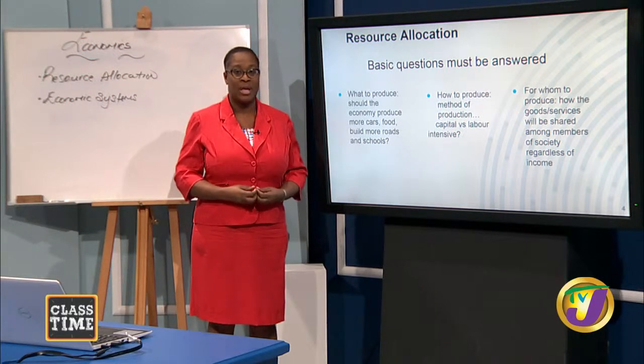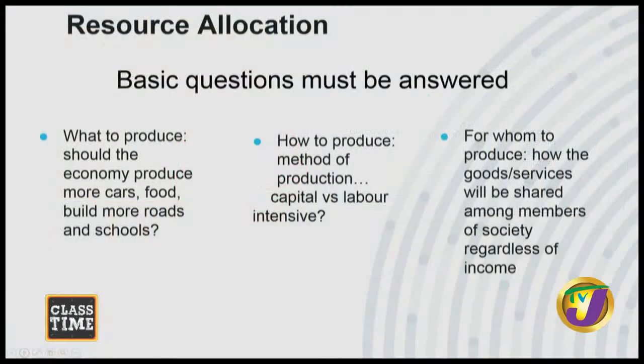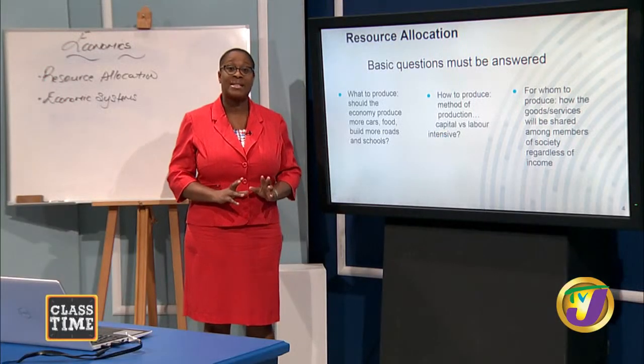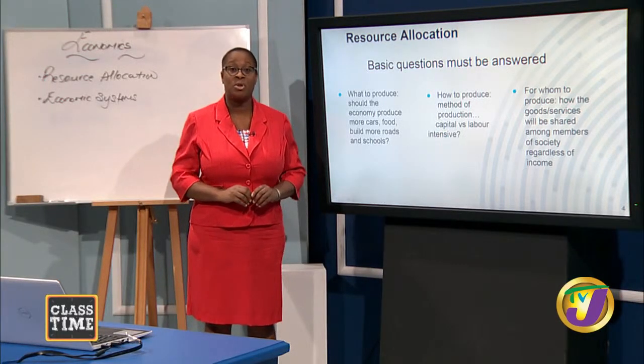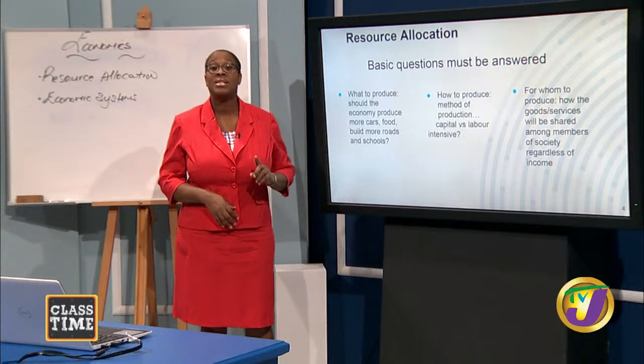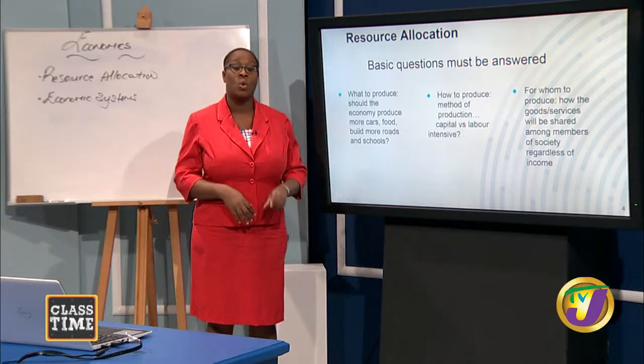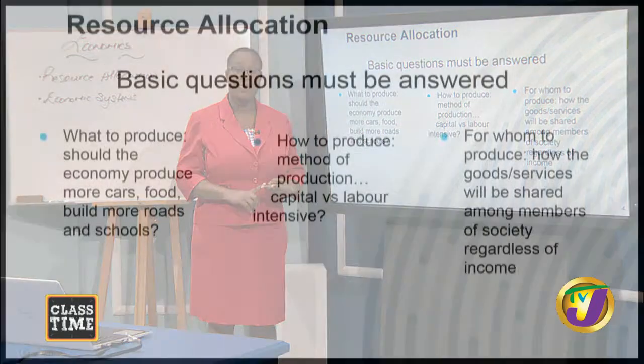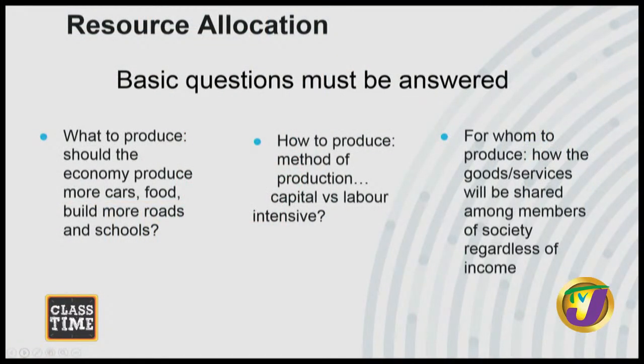And it's regardless of their income, because when we look at the economic systems later on, some goods are luxury goods, and therefore only persons with a certain amount of income will be able to afford them. While there are some goods and services that are produced to meet the basic needs of the society, and so everyone must be able to afford them. So again, in allocating our resources, we must answer the three basic questions: what to produce, how to produce, and for whom.